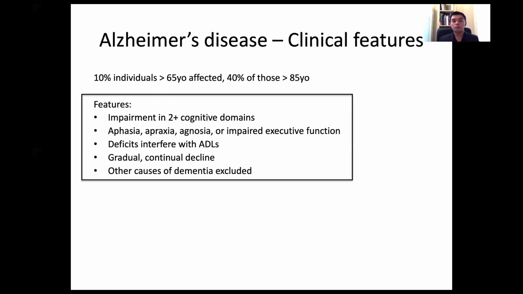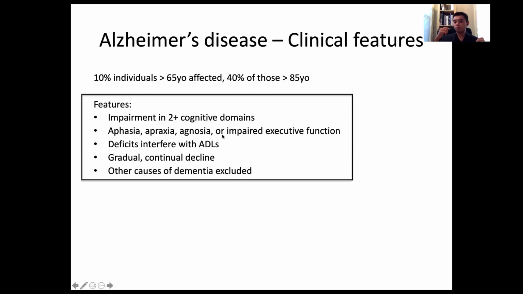Now, when it comes to some of the features, you're going to have impairment in 2 or more cognitive domains. One of them is going to be memory. But if you remember the last lecture, we talked about a few findings such as aphasia, apraxia, some agnosias, and then executive function. One or more of those things will also be affected when someone has a full-on dementia. For me, the biggest tell is that these patients also start to have difficulty with their activities of daily living. That's what ADLs stand for.